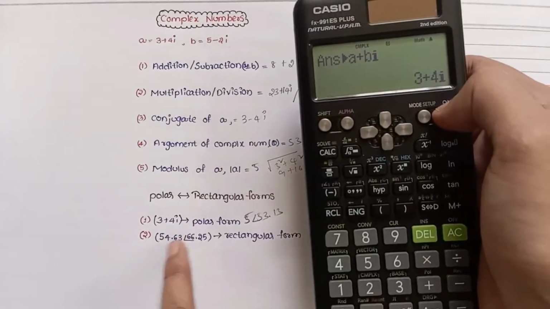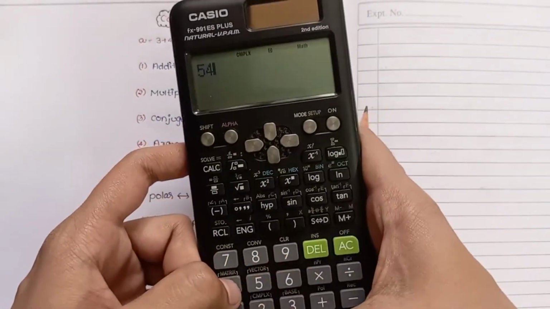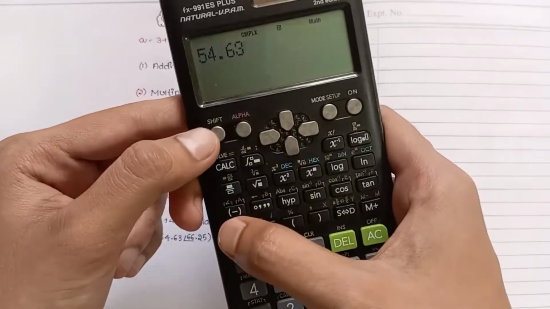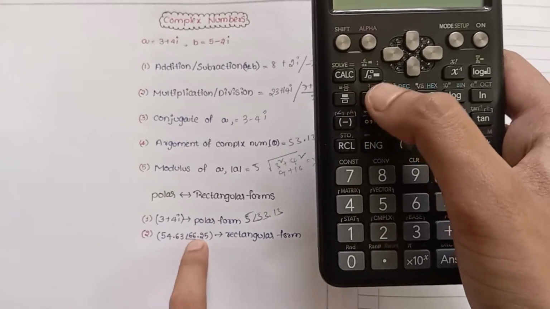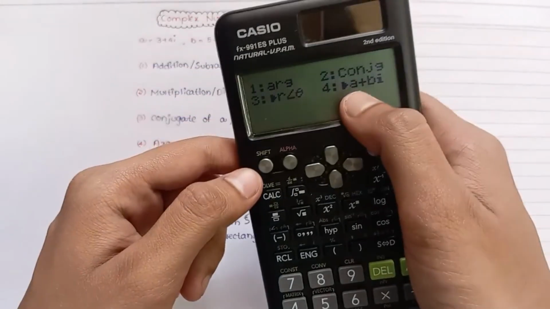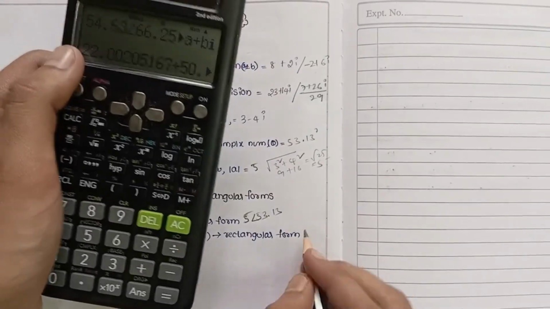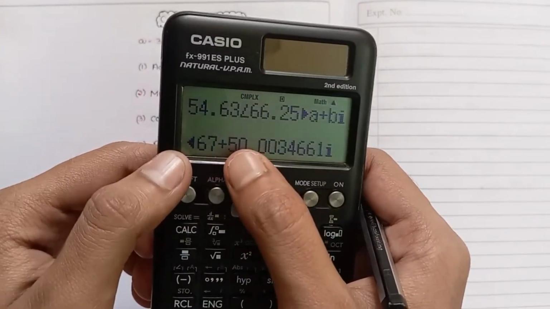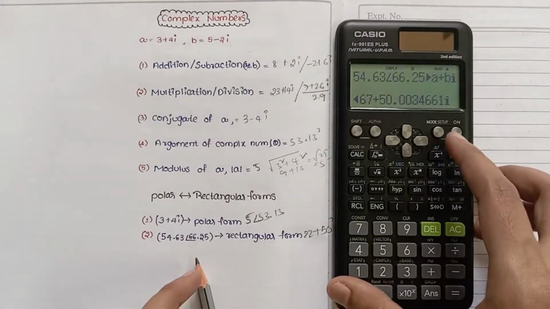Now we will convert second example to rectangular form. What is that? 54.63 angle. For that, shift plus this symbol, we will get angle. What is inside that? 66 plus 25. And again shift plus 2, select fourth option for rectangular form. So the answer is 22 plus, approximate value I am taking, 50i. So in this way, these are the operations we can perform using the calculator, friends.